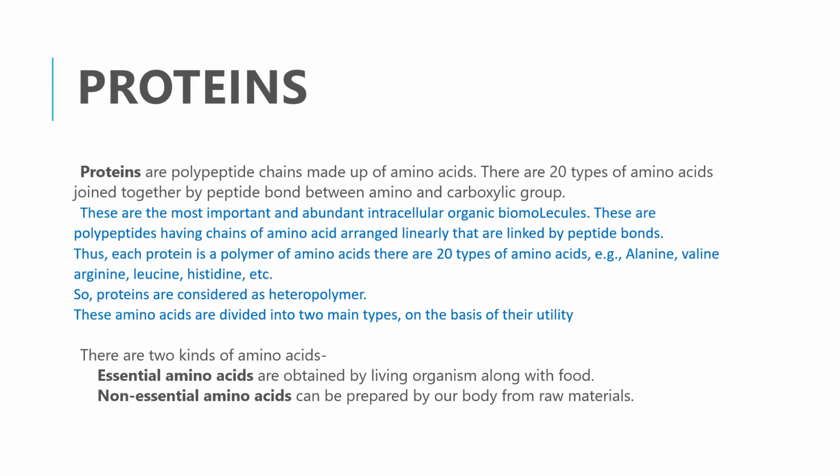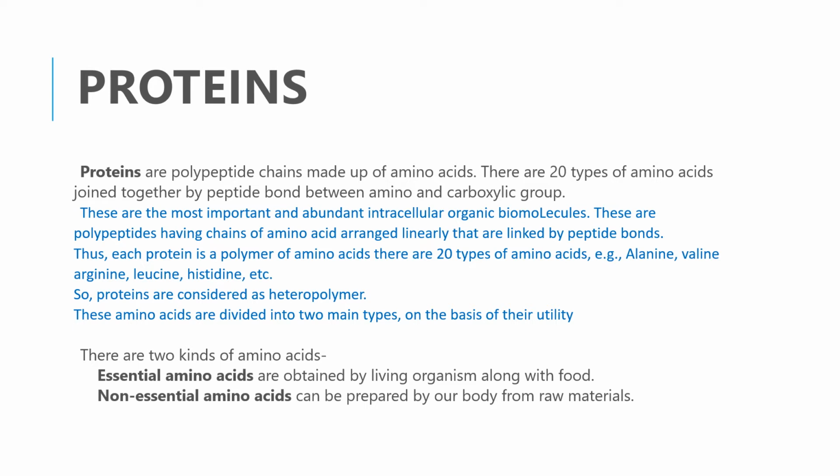Proteins are considered heteropolymers, and these amino acids are divided into two main types on the basis of their utility: essential amino acids and non-essential amino acids. Now it is clear that amino acids are the basic unit of proteins. When many amino acids join, they form a polypeptide chain, and chains constitute the protein molecule.